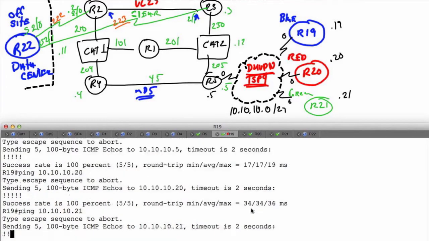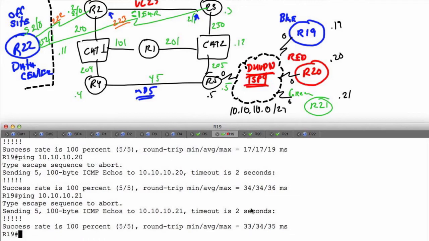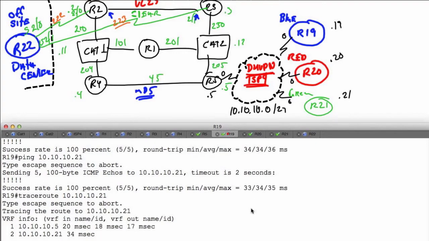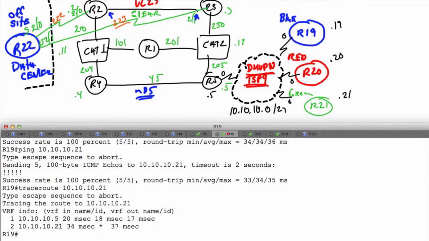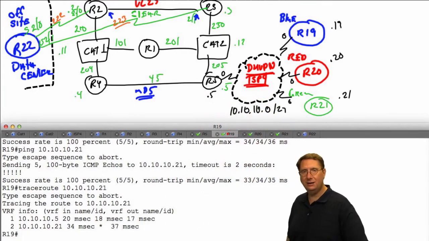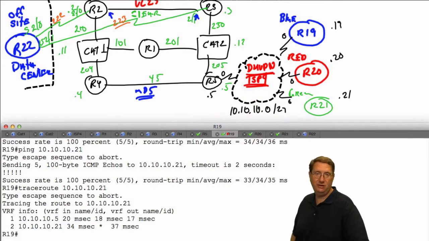And can I ping 21? Yes. Now, let's do a trace route to 10.10.10.21. Notice it's going to 5 and then bouncing down to its given destination. And that's going to happen every time because this is a Phase 1 DMVPN.